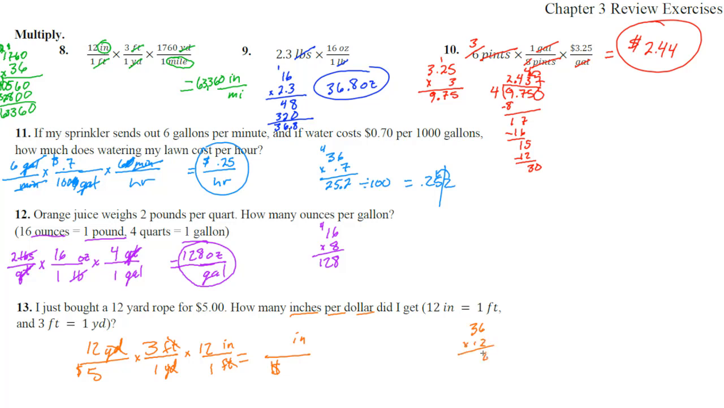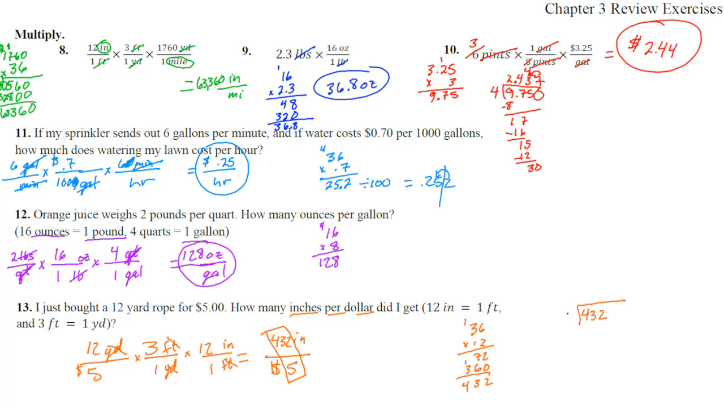2 times 6 is 12. Carry the 1. 2 times 3 is 6. Plus 1 is 7. Then 0 there. 1 times 6 is 6. 1 times 3 is 3. 7 plus 6 is 13. 432. So we have 432 inches for $5. So now we need to do this division to get the final answer.